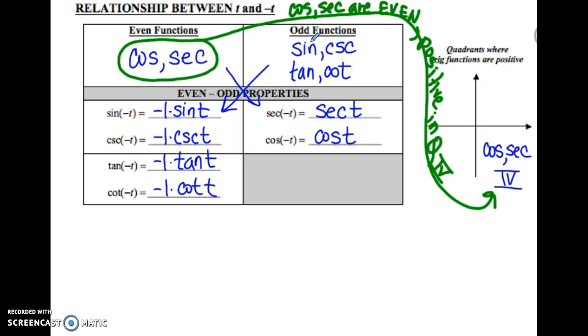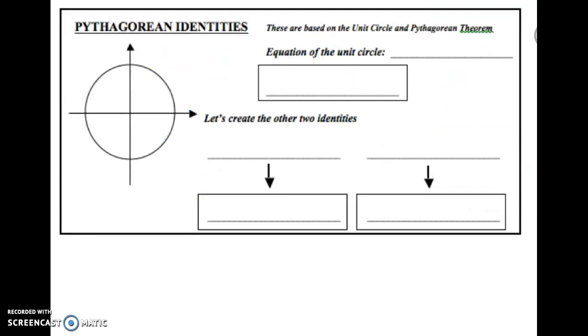It's a little bit hard for us to understand this now, but in the next few days, we're going to be graphing these 6 trig functions. Then I will be able to give you a visual example that will show you why cosine and secant are even functions and why sine, cosecant, tangent, and cotangent are odd functions. You'll physically be able to see that on the graphs.